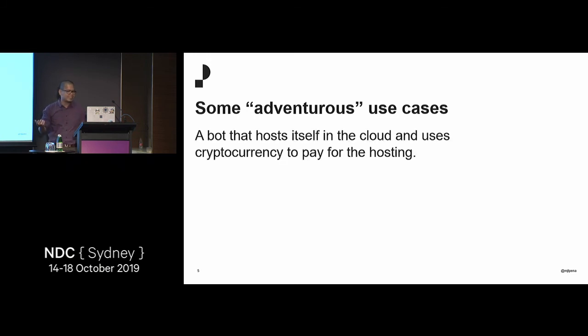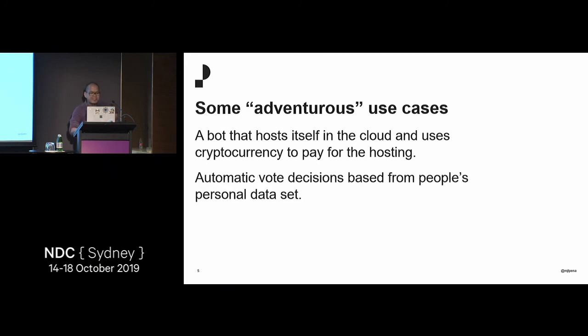All right, so here are some of the crazy, adventurous use cases that people I've met with for the past 3 years have talked about regarding blockchain and AI. First is, why not? Let's create a bot that can host itself in the cloud and uses cryptocurrency to pay for the hosting. It could be in the form of a spyware that locks someone's machine, and when that person pays, it pays for the cloud. Or maybe it can create an artwork, or it can code for you. Second is automatic vote decisions based on people's personal data set. That's just plain weird, right?